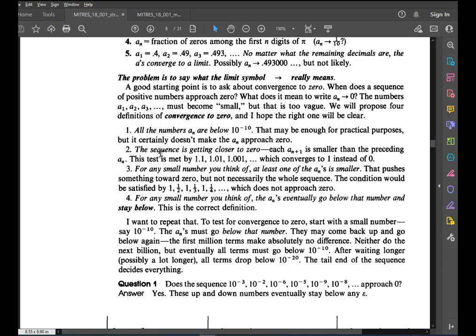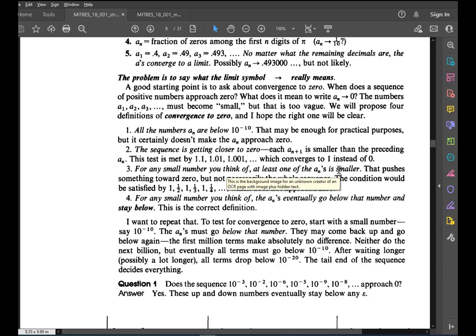Okay? Here it says the sequence is getting closer to 0. Now, if you don't say that they actually get arbitrarily close to 0, you could do something like this: 1.1, 1.01, 1.001. These numbers are getting smaller and smaller, but they don't converge to 0. Okay. In fact, if you do something like this, you will converge to something, but it may not necessarily converge to 0.